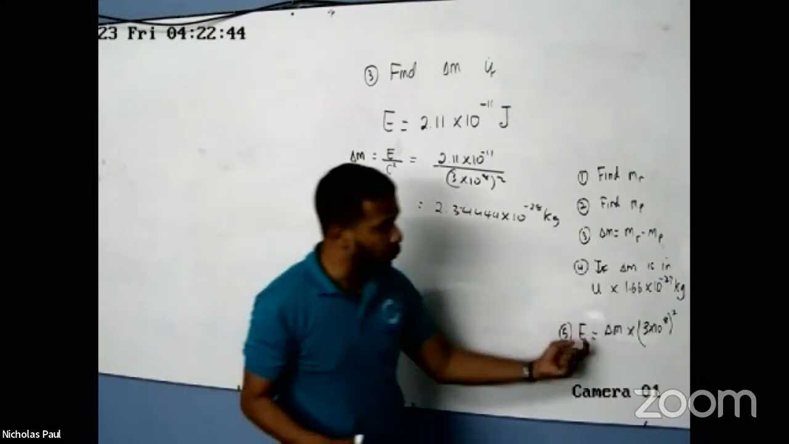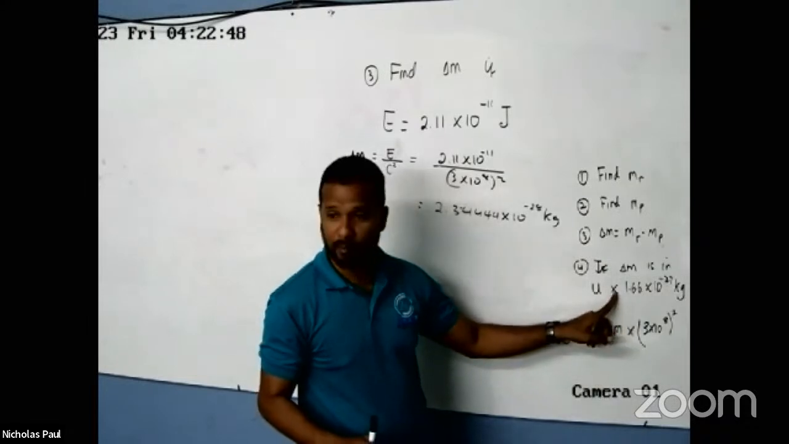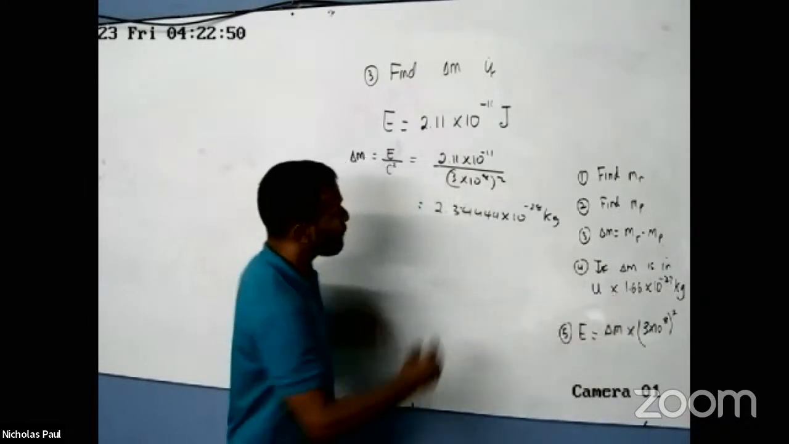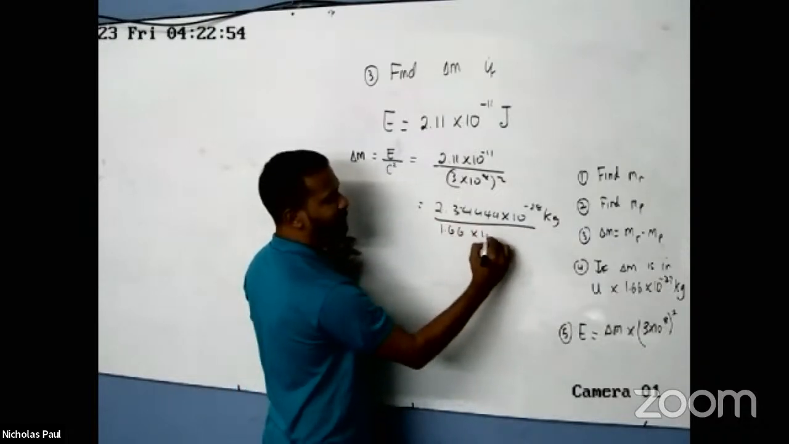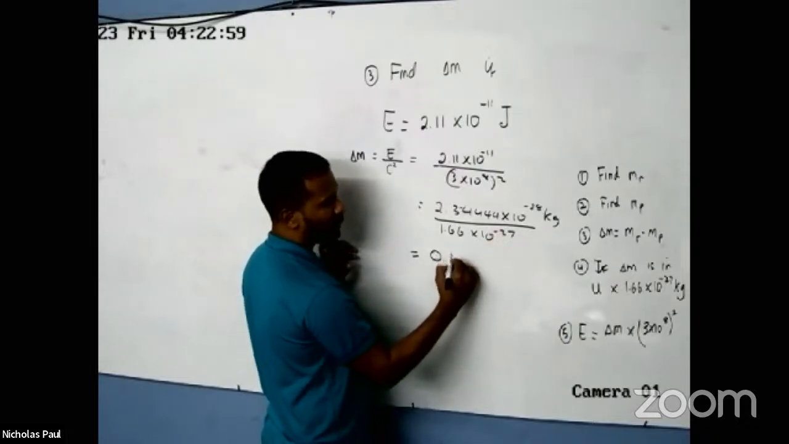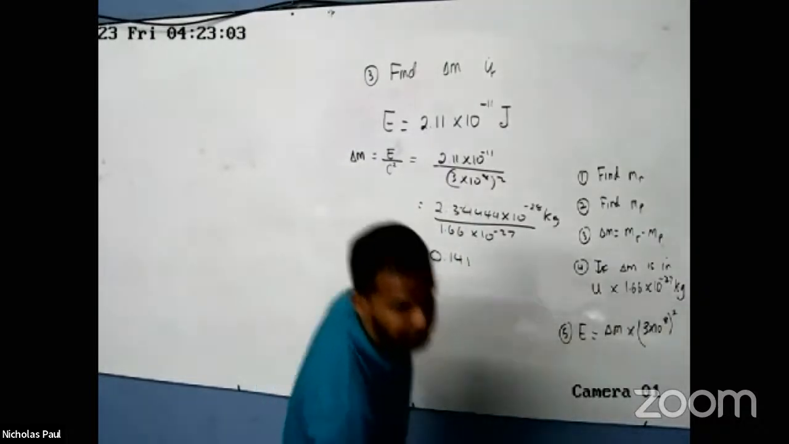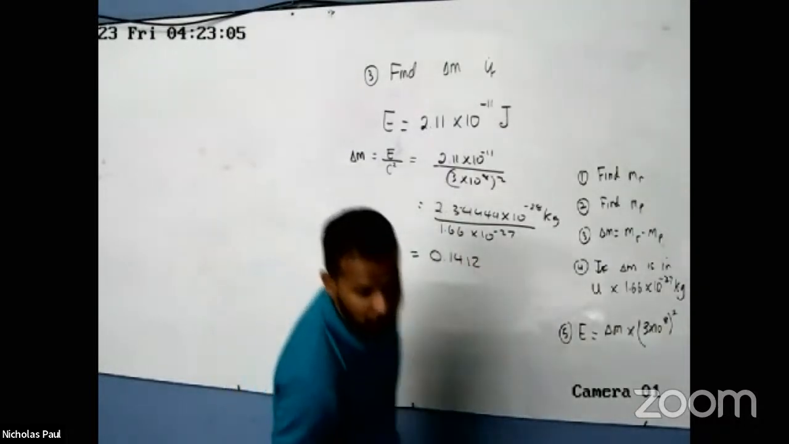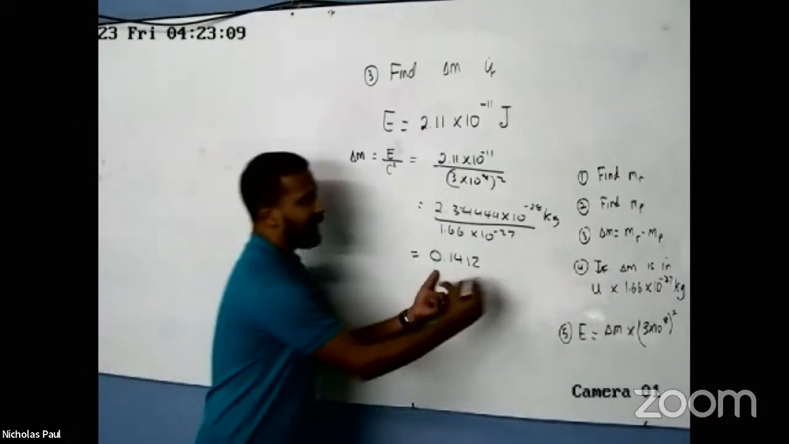So what we have to do, we're going upwards. So instead of multiplying, we divide. We're going to divide by 1.66 by 10 to the minus 27. And you got 0.1412. Yeah, very good, Cameron. So this is your value in atomic mass.